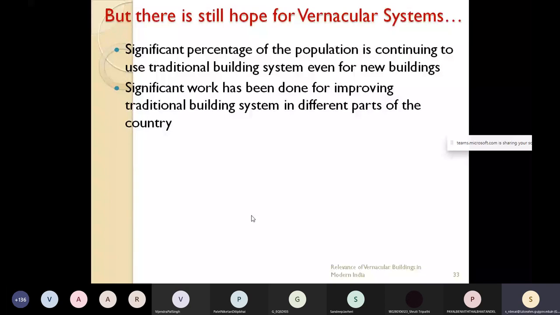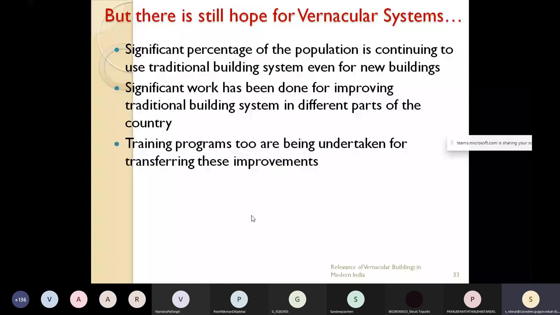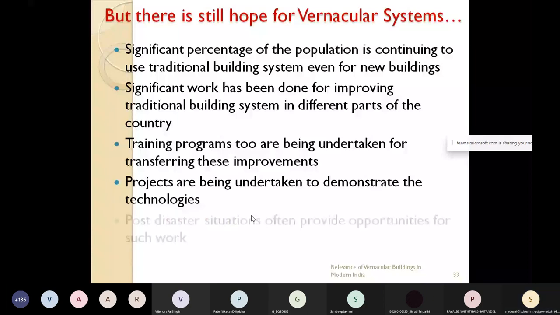A lot of people have been involved in different parts of the country. Work has been done in Kashmir, Uttarakhand, Bihar, Karnataka, Kutch, Maharashtra, everywhere. Training programs have been conducted. Today a big program is going on in Bihar to train the masons. Projects have been undertaken to demonstrate the technologies. And typically, a post-disaster situation brings in a lot of money, which is often not there in normal times. So these provide opportunities for such work, and for training. After the 2001 Kutch earthquake, in 3 years, our group trained about 8,000 masons. Obviously, because there was a lot of money, there was a felt urgency at that point.